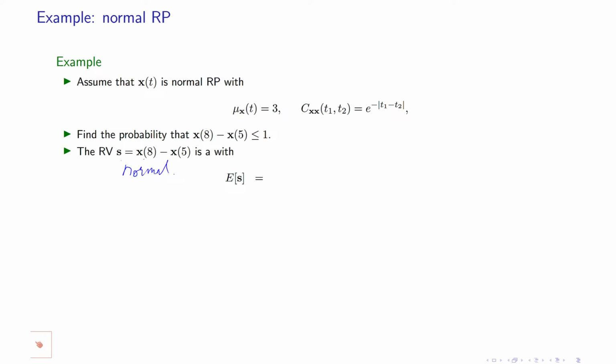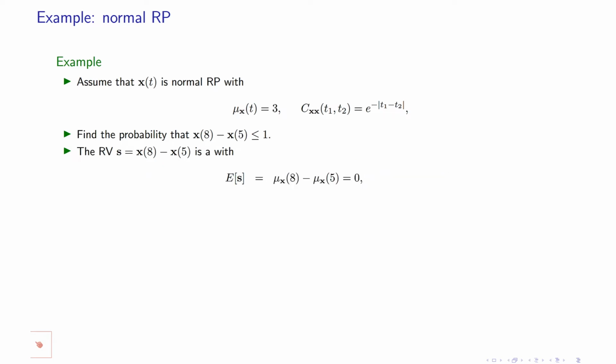with mean of s. So the mean of s is equal to the mean of x of 8 minus x of 5. The mean of the first one is 3, minus 3, is equal to 0.